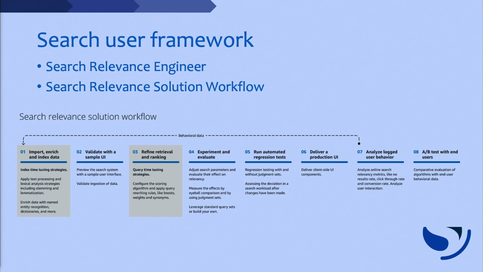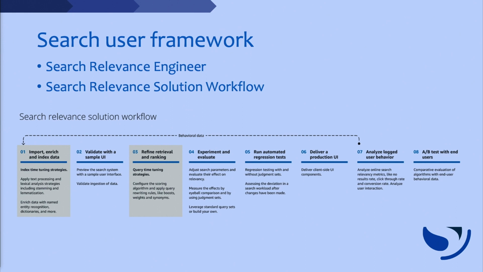But essentially, there are these 8 steps we proposed, which is importing, enriching, and indexing data, validate with a sample UI, retrieve information, experiment and evaluate, run automated regression tests, deliver a product, and that's a slightly cyclical process, and then analyzing logged user behavior and doing your A/B testing as well.